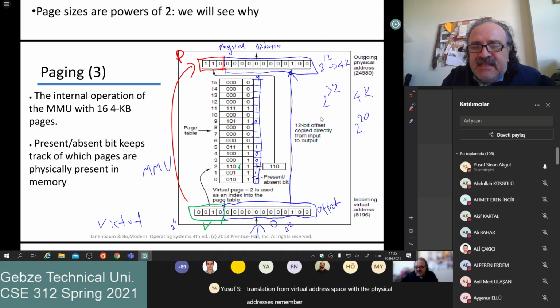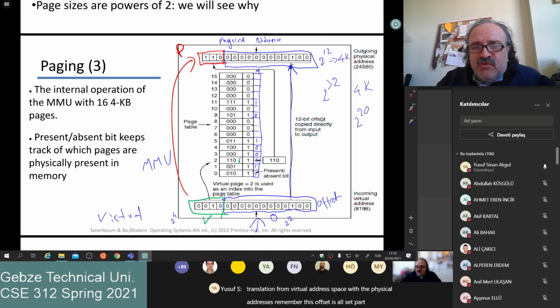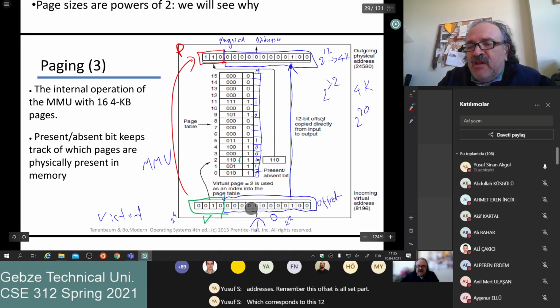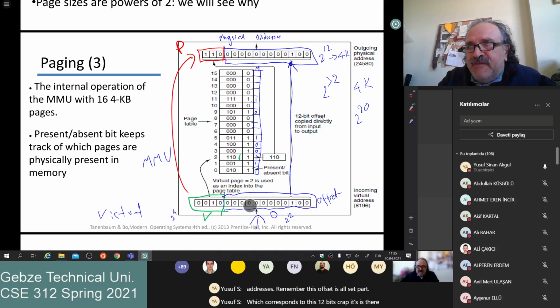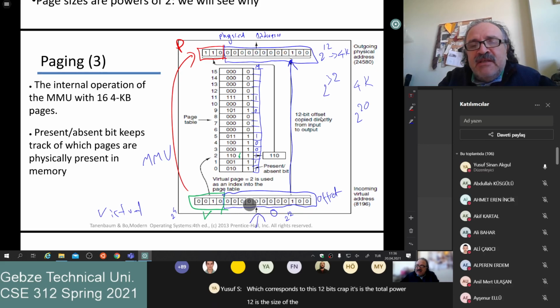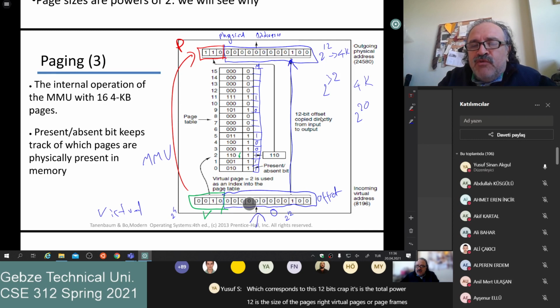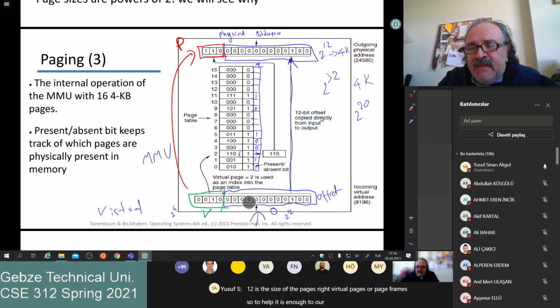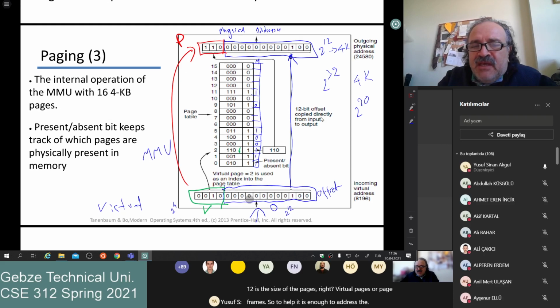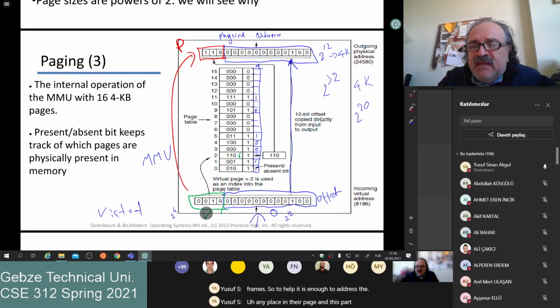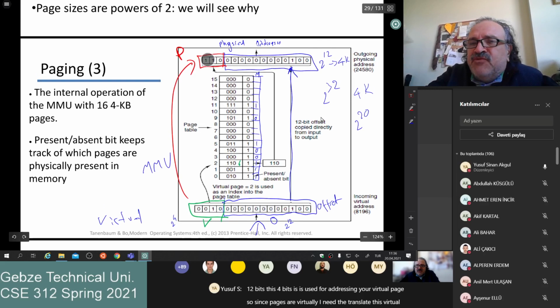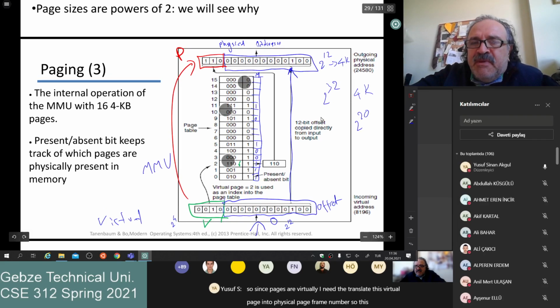Remember this offset part, which corresponds to these 12 bits. 2 to the power 12 is the size of the pages, right? Virtual pages or page frames. So 12 bits is enough to address any place in a page. And for this part before the 12 bits, these 4 bits are used for addressing your virtual page. Since pages are virtual here, I need to translate this virtual page into a physical page frame number. This is done using this page table.